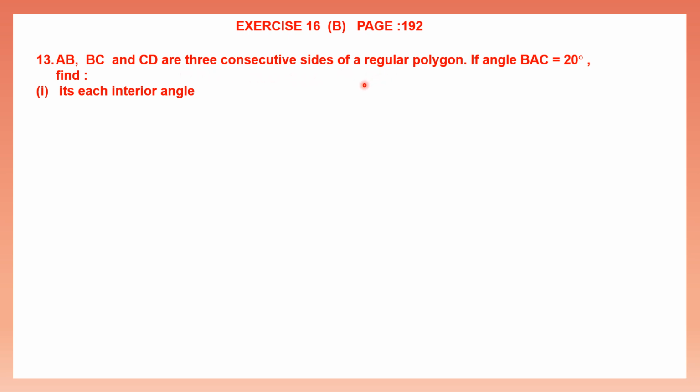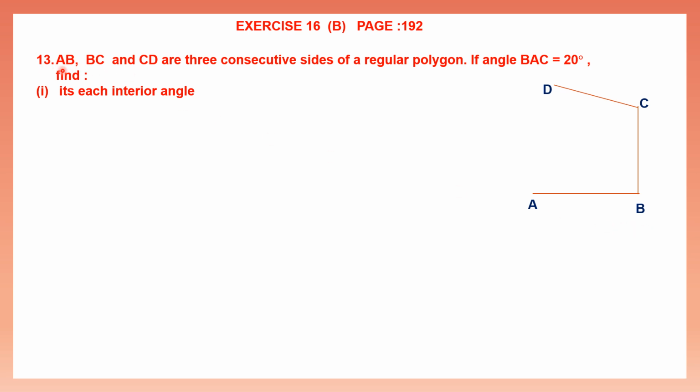So let's draw, just to make our working easier. Here we have one side, one more side, and one more side. So here we've been given only three sides. We don't know how many more sides are there to complete this regular polygon. So this will be A, B. So this is AB, and we have BC and CD.